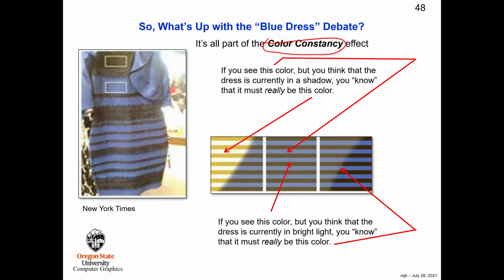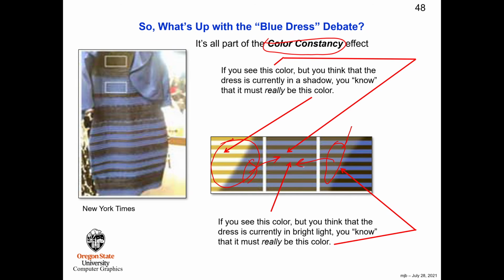Well, that's what's going on with the blue dress. It really depends on what environment you think this person is wearing the blue dress in. Okay, so if you think that the person is in a shadow, then you know this must be the real color, because in a shadow, well, that looks like this. But if you think they're in bright sunlight, then you think it's this because, well, the bright sunlight part matches that. And that's what went on.